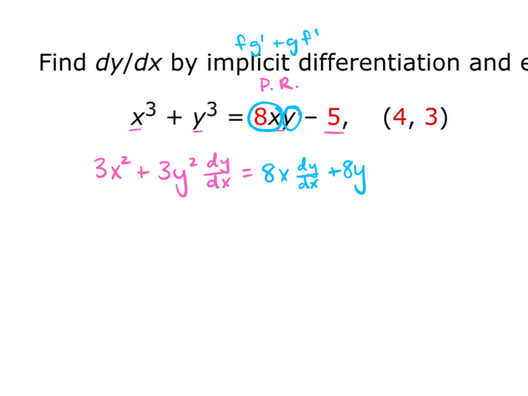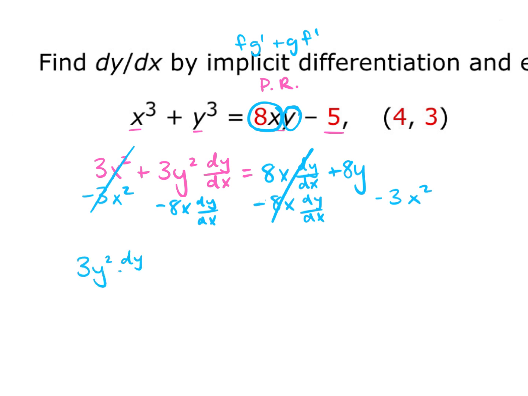So here we want to find dy dx. So I need to put all of my dy dx's on one side, everything else to the other. So I'm going to subtract 3x squared, move it to the other side, and subtract 8x dy dx. So on the left side now we have 3y squared dy dx minus 8x dy dx is equal to 8y minus 3x squared.